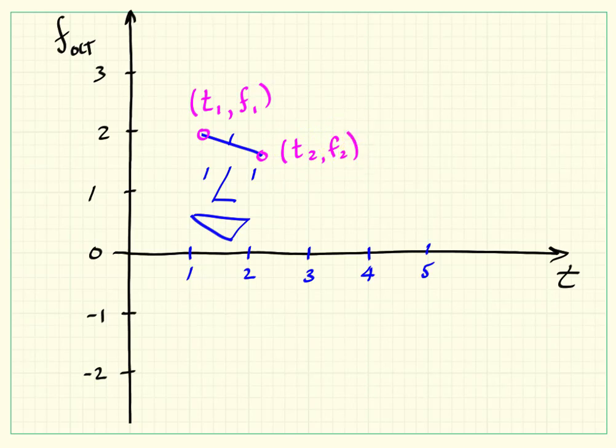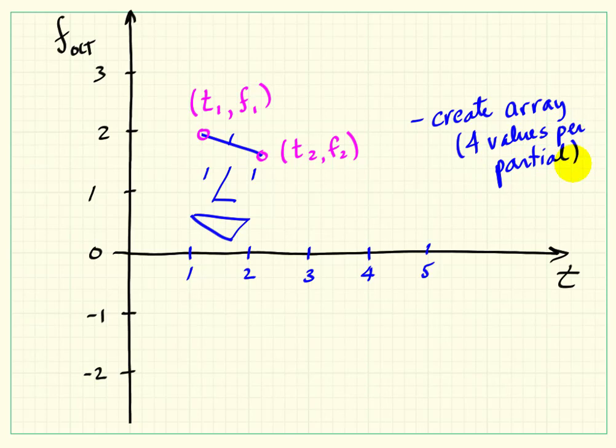All right, so I do this for each of the 9 partials on my diagram. From these, I can create an array of the 4 points. Ultimately, I would have a 2-dimensional array where I have 9 segments, each with 4 values per segment or per partial.